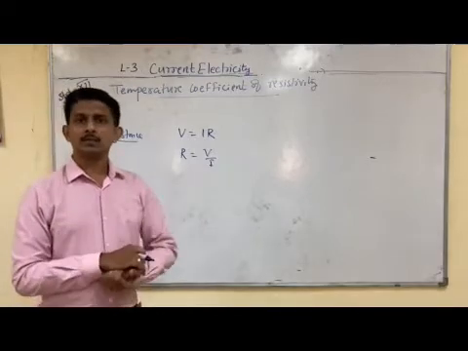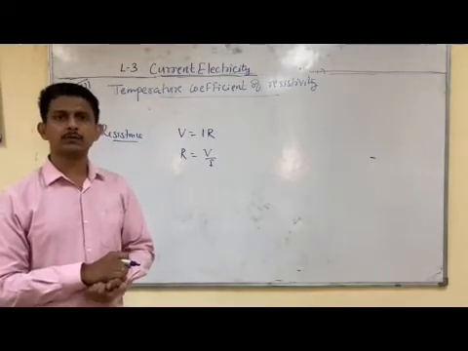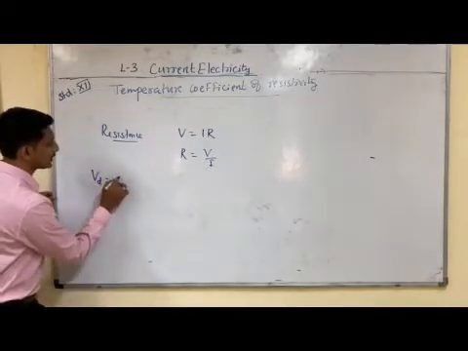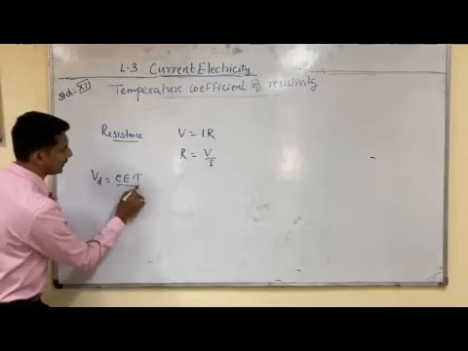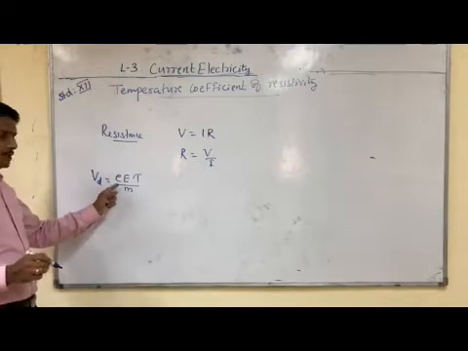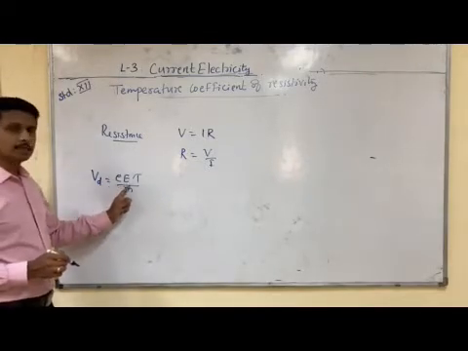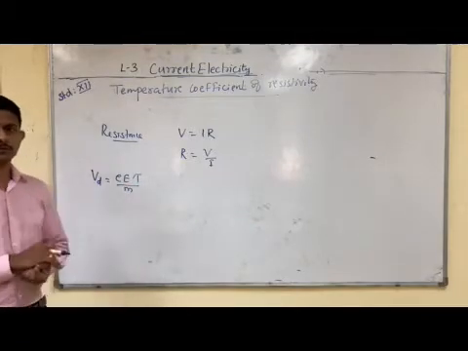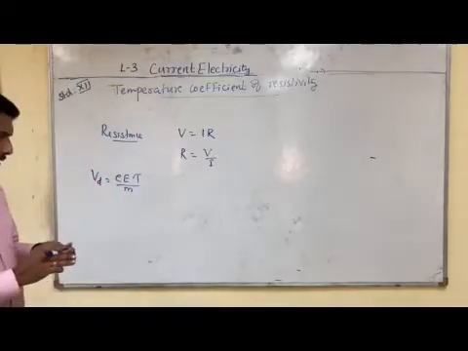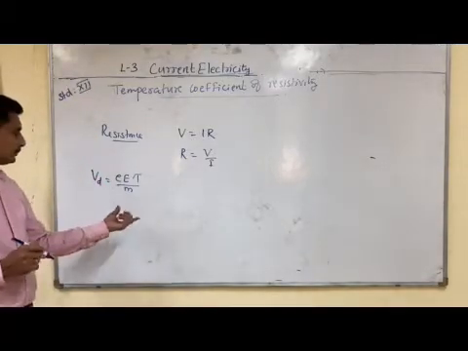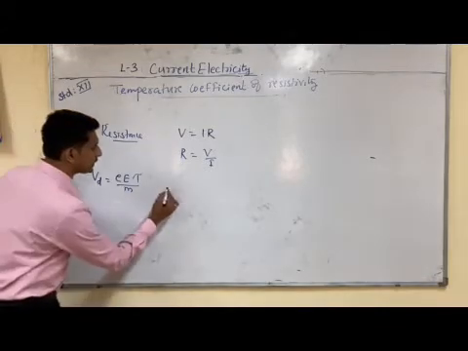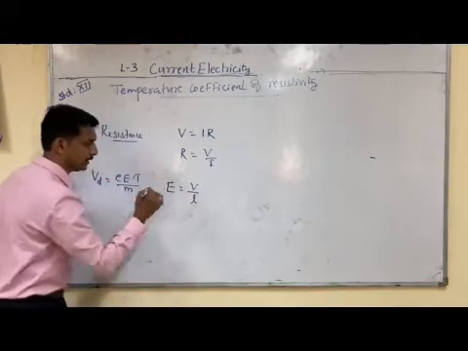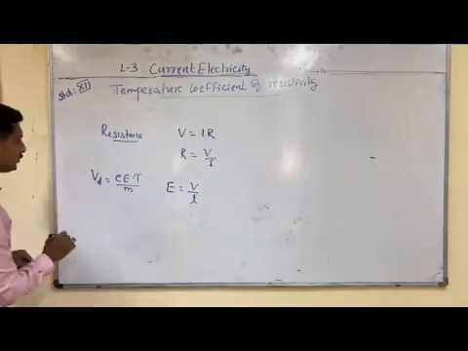So already we have seen the expression for drift velocity of electrons. Drift velocity is given by Vd. Vd is equal to E tau by m, where e is the charge of an electron, capital E is the applied electric field, tau is the relaxation time, and m is the mass of an electron. Now the electric field, in terms of potential, we can express as E is equal to V by L. So this value we can substitute here.